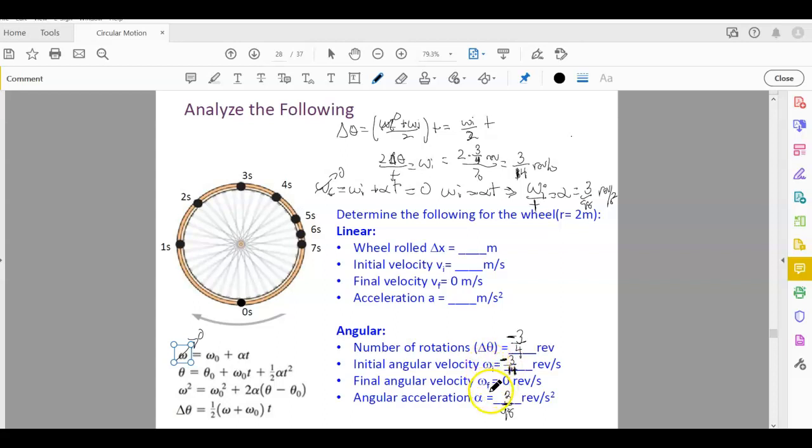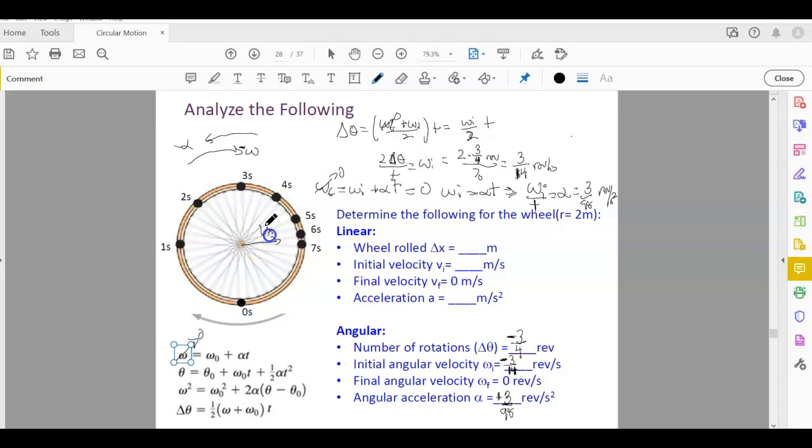But it's slowing down, okay? Which means its angular velocity, which is negative, is going to be countered by its angular acceleration. So this is going to be a positive number right there. All right, cool.